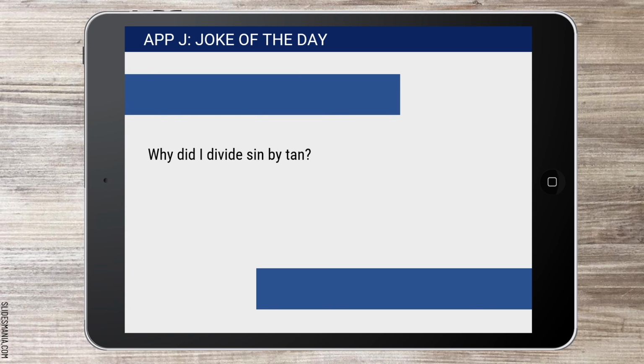Alright guys, here is your joke of the day. So why did I divide sine by tan? I'll give you a little bit of time to think about it. Did you get it? Just 'cause.